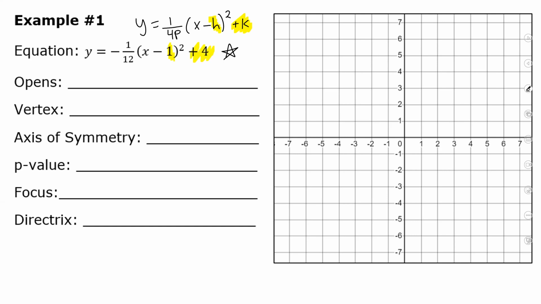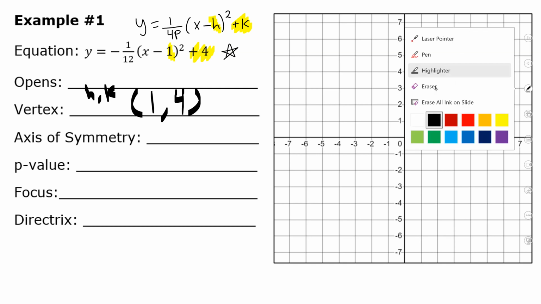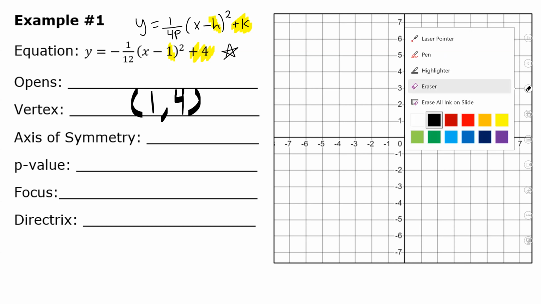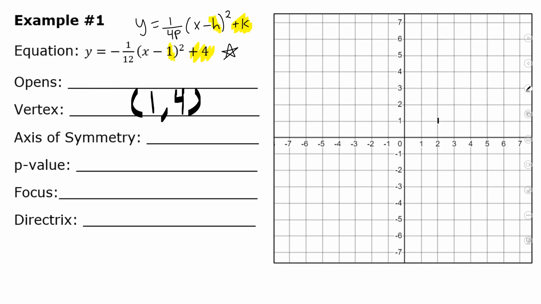Okay, my vertex will always be in the format h and k. So my vertex is 1 and 4. H comes first, K comes second. Okay, so I'm going to go ahead and plot my vertex. My vertex is at 1, 4, which is right there.